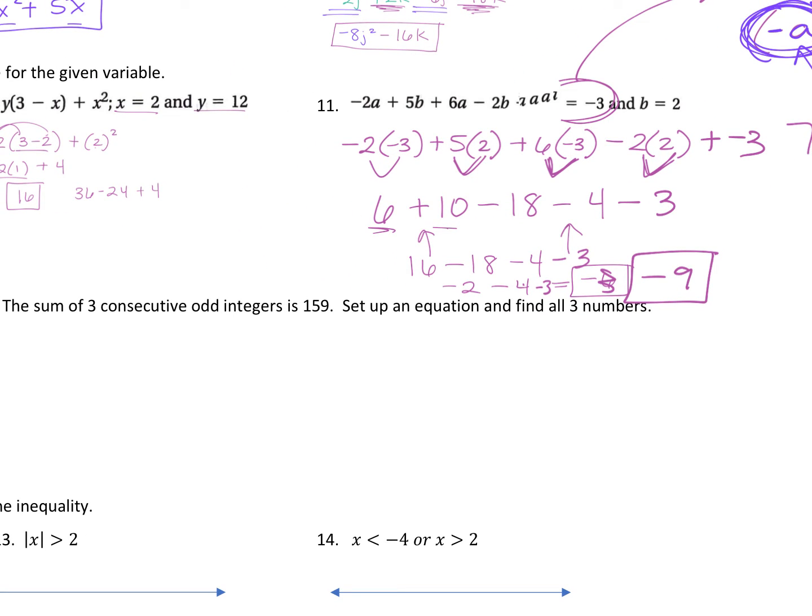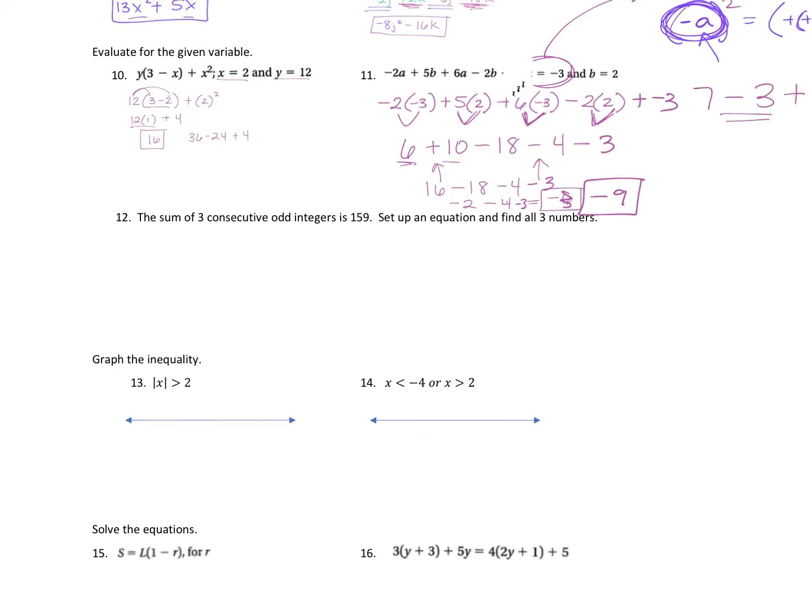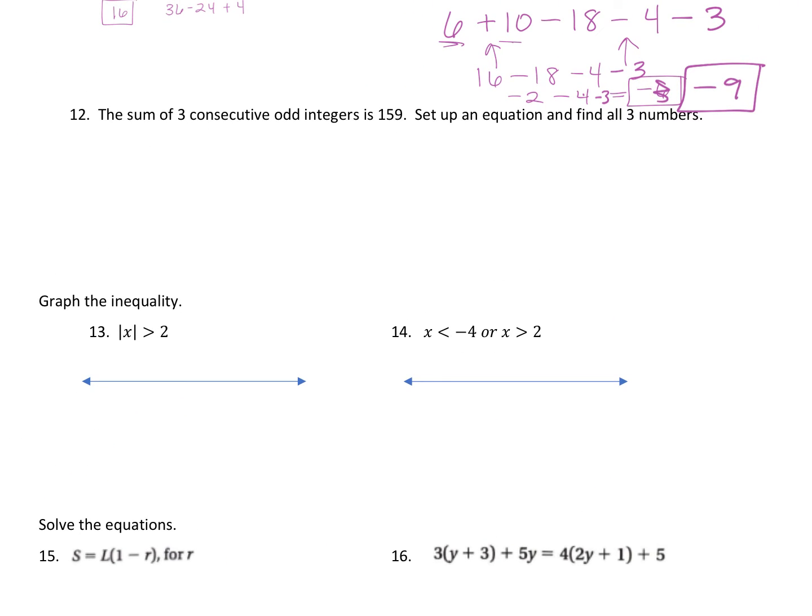Next one. Okay. This one says the sum of 3 consecutive odd integers is 159. What's the first number going to be? Or how are we going to represent it? Yes, it's x, right? Your first number is going to be x.